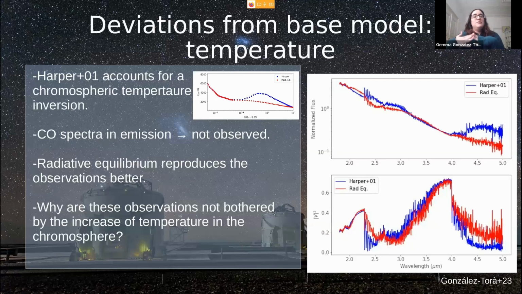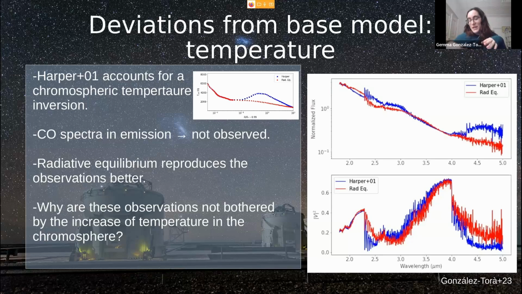And then, if you remember at the beginning, I said that we also use two different profiles on the effective temperature. I was showing you all the results with the red case here, where the temperature is decreasing. But what happens when the temperature increases because of the effect of the chromosphere? So you can see these are the two different models. On the upper plot, you can see the flux, and on the lower plot, the visibility.